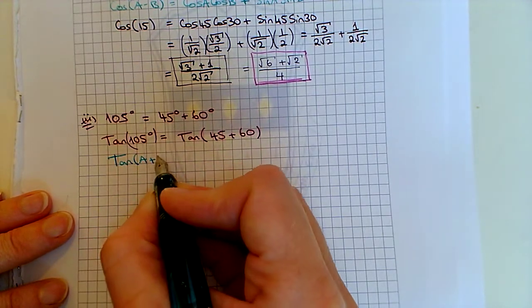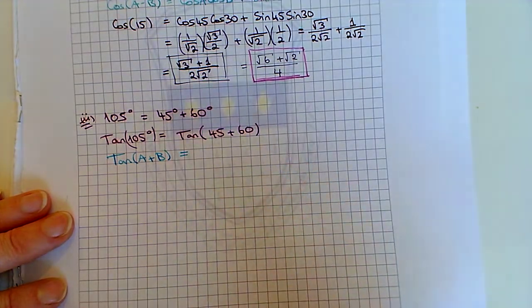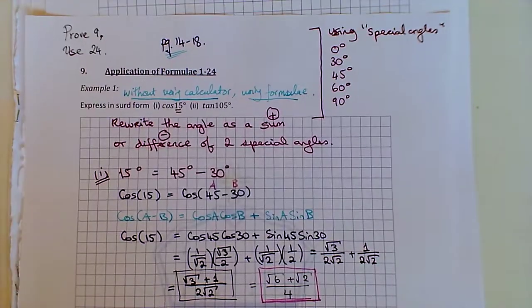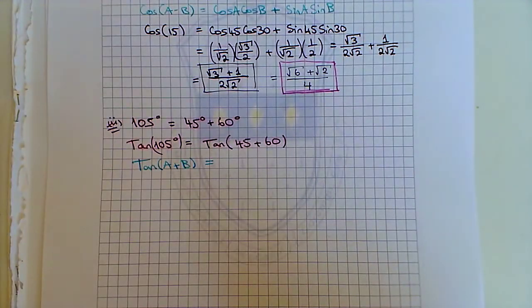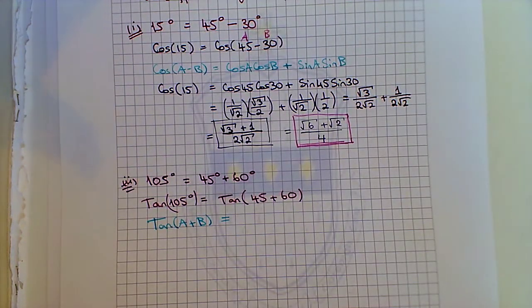We haven't proved, actually we have proved this one. I can't remember if we did the sum or the difference one yet. So there's a tan of A plus B formula, and you'll go into your log tables, pages 14 to 18, and you'll find it. I encourage you to do that even as we're going through this. Sorry, let me just look it up myself. I don't always remember them.